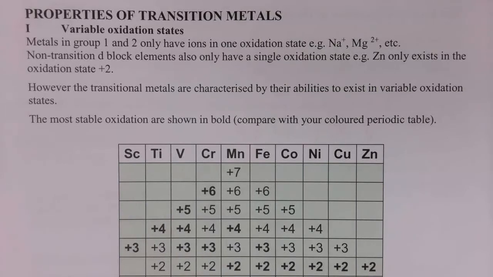So the first of these properties is this ability to form variable oxidation states. Metals in groups 1 and 2 only have one oxidation state, +1 or +2. Non-transition d-block elements such as zinc and scandium also only have one stable oxidation state. However, transition metals have a variety of oxidation states, and generally speaking it's very easy to interconvert between these oxidation states.